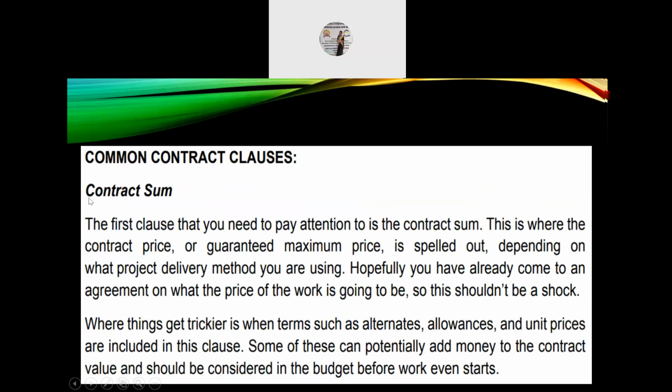Common contract clauses. First one, contract sum. The first clause that you need to pay attention to is the contract sum. This is where the contract price or guaranteed maximum price is spelled out, depending on what project delivery method you are using. Hopefully, you have already come to an agreement on what the price of the work is going to be, so this shouldn't be a shock. Where things get trickier is that terms such as alternates, allowances, and unit prices are included in this clause. Some of this can potentially add money to the contract value and should be considered in the budget before the work even starts.